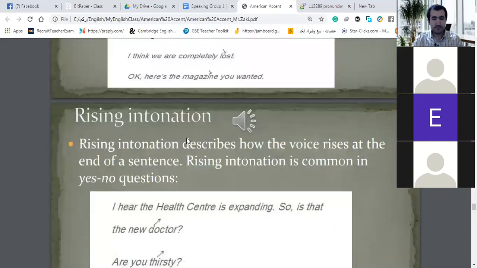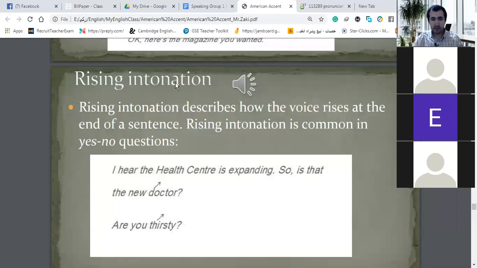The second intonation is rising intonation. Rising on a particular word, not every word in the sentence. So the whole sentence has lots of stressed and unstressed words. We put the most stressed syllable on something that's very important, or rising intonation describes how the voice rises at the end of the sentence. Rising intonation is common in yes and no questions. Also, we rise the intonation if someone didn't hear me clearly, for example.